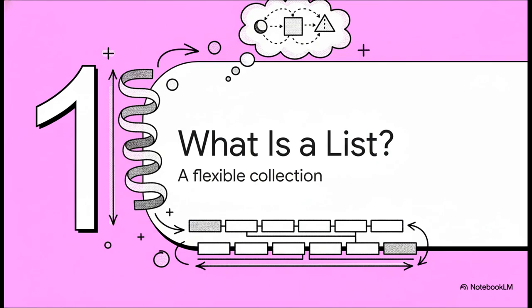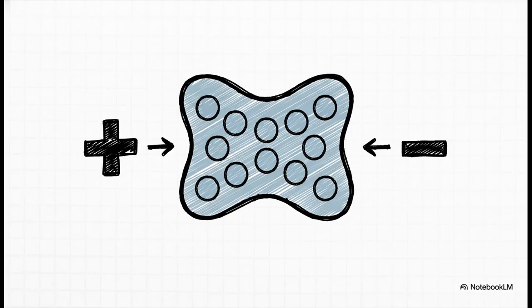Okay, so let's get a little more specific here. When we as programmers talk about a list, what exactly do we mean? At its core, a list is just a collection of similar things. But here's the really crucial part. It's flexible. It's meant to be a living, breathing thing that can grow when we add stuff and shrink when we take stuff away. So what are the rules that give it this flexibility?